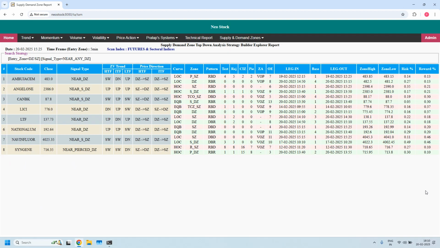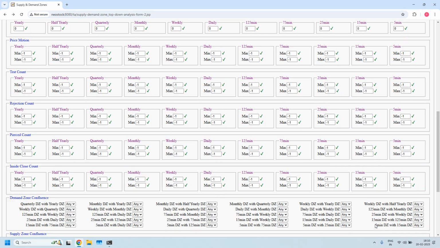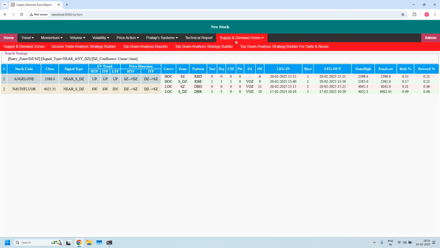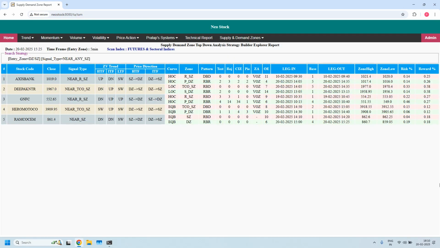Out of these 8 5 minutes demand zones, how many are having ITF demand zone confluence? Let us verify. That is 5 minutes demand zone with 15 minutes demand zone confluence. So I enable the filter. Now we got 2 stocks. So these 2 5 minutes demand zones are overlapped with 15 minutes demand zone. Okay. Next, for 5 minutes time frame, stocks near 5 minutes supply zone, we got 5 stocks.